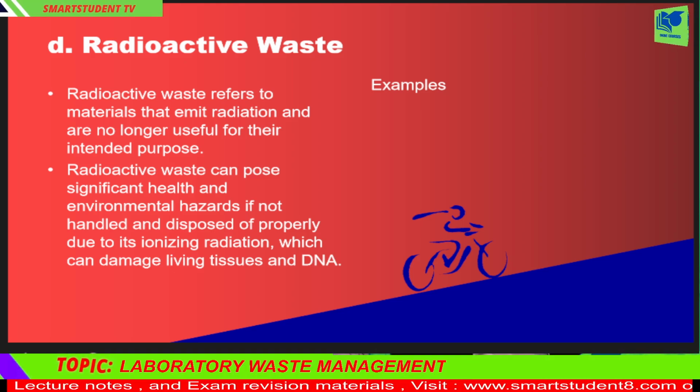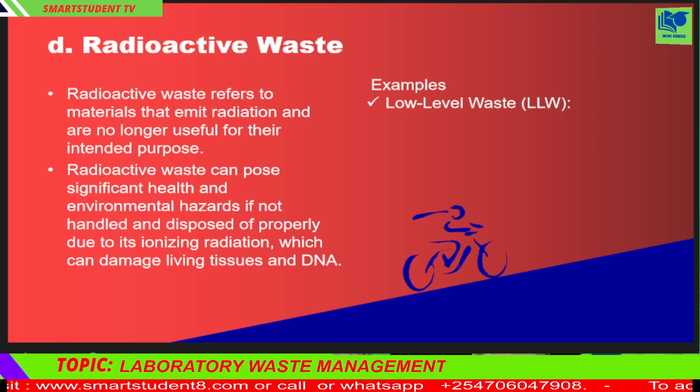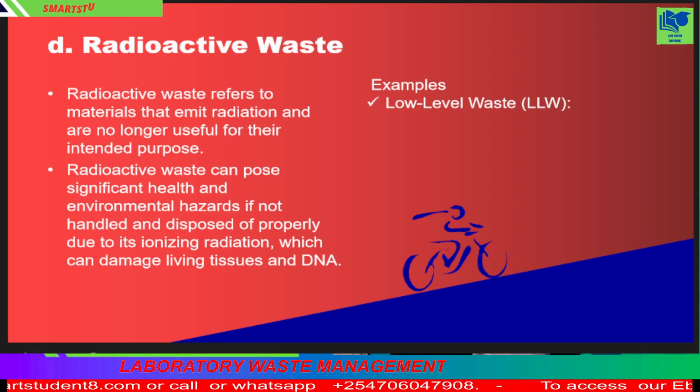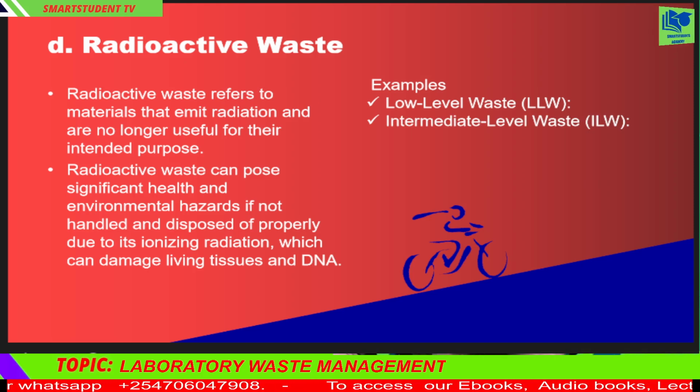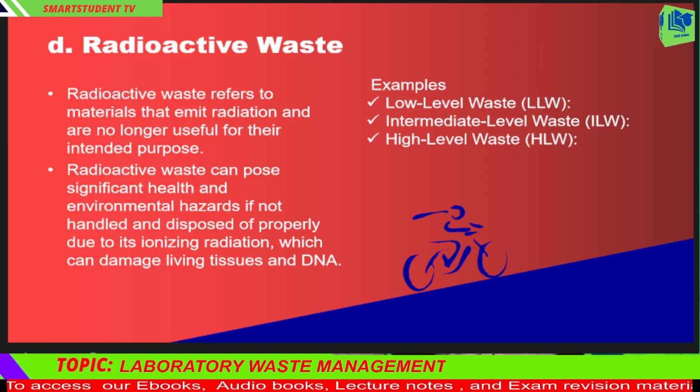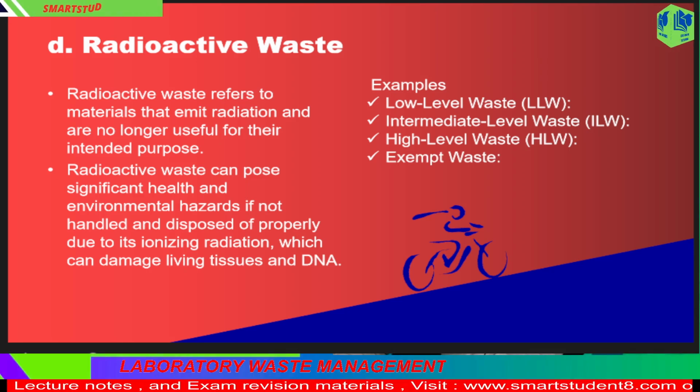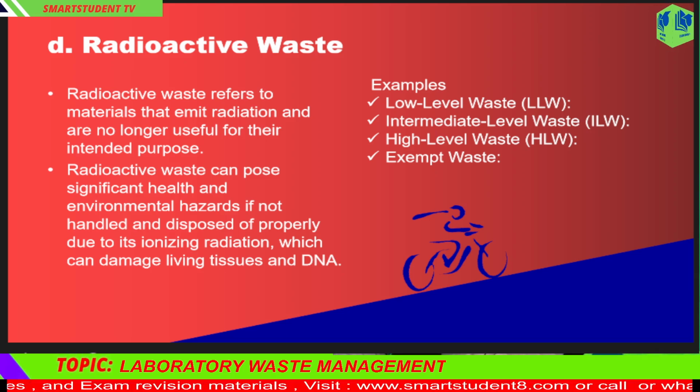2. Types and examples of radioactive waste. Radioactive waste is categorized based on its origin, level of radioactivity, and half-life of the radioactive isotopes. These categories include: 1. Low-level waste, LLW, contains low levels of radioactivity. Examples include contaminated gloves, paper towels, and protective clothing. 2. Intermediate-level waste, ILW, contains higher levels of radioactivity but generates minimal heat. Examples include reactor components and chemical sludge. 3. High-level waste, HLW, highly radioactive and generates significant heat. This typically comes from spent nuclear fuel rods. 4. Exempt waste, contains very low levels of radioactivity and poses minimal risk. Examples include certain laboratory glassware and tools.